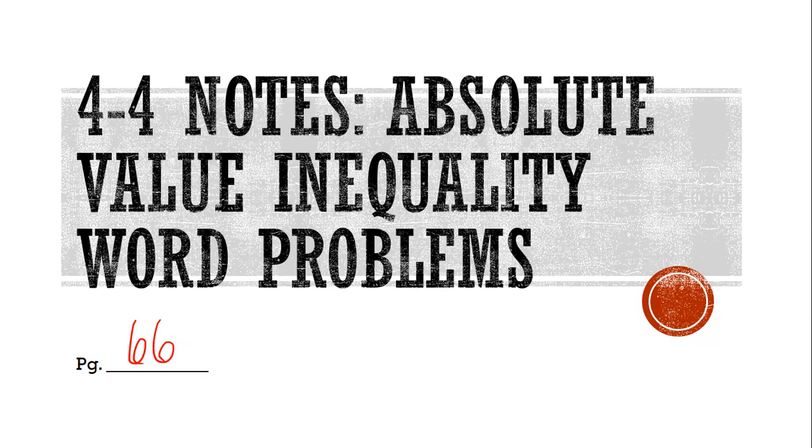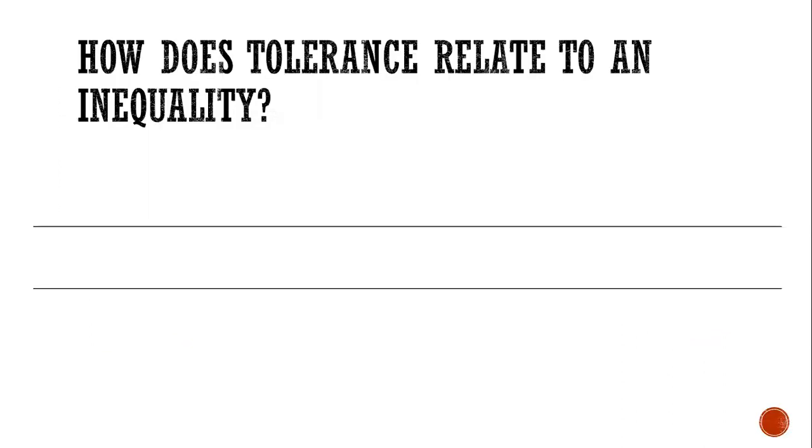On page 66, we have notes: absolute value inequality word problems. So we are going to talk about tolerance. Mathematically, what do you think tolerance means? How much you can take. That's a good way of describing it. That's pretty much how you're thinking about what it can take where you don't lose the integrity of the object. Does that make sense?